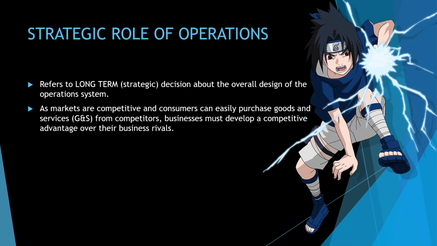So the strategic role of operations refers to long-term decisions. So strategic means long-term. That's something to know as it comes up in other topics as well. So it's about the overall design of the operation system.